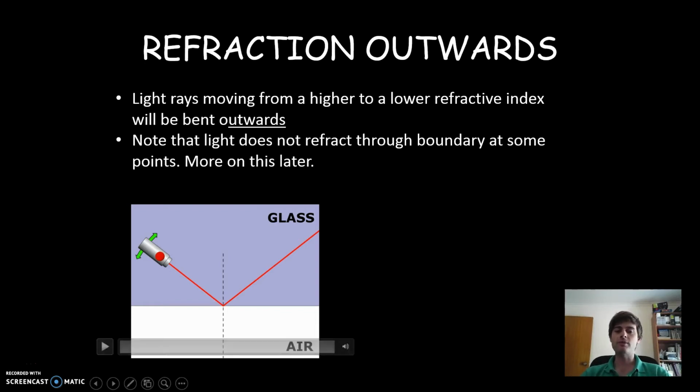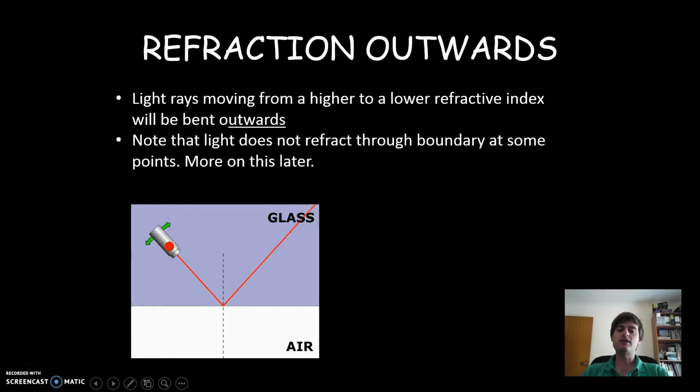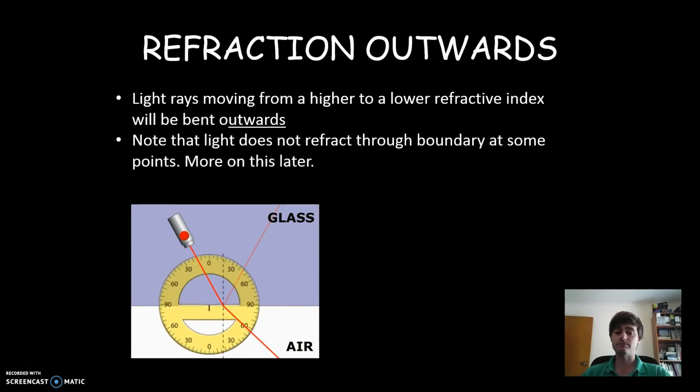Now we'll show a quick demonstration here. You'll notice that as I move this backwards and forwards, at certain angles the light does not refract through at all. It just reflects off the boundary and heads back into the glass. Now there is a reason for that. It's not a problem with the simulation. There's an actual physical reason for that. We will discuss that in a later video. It's called total internal reflection.